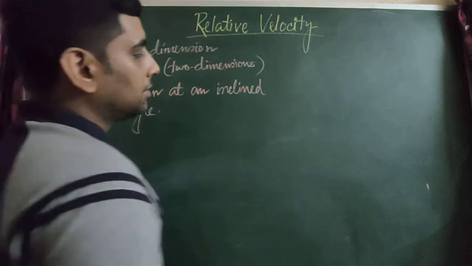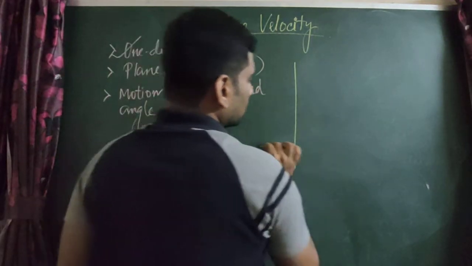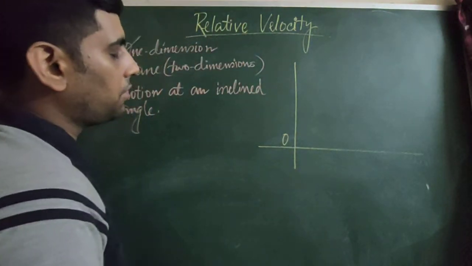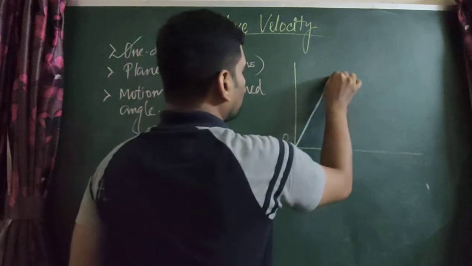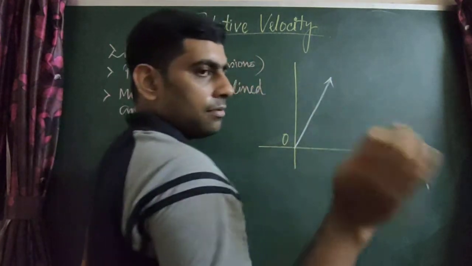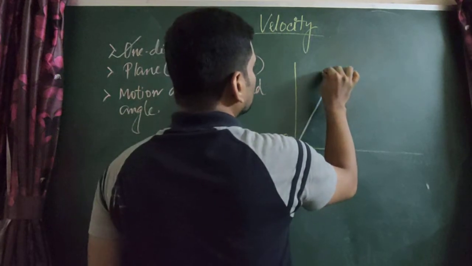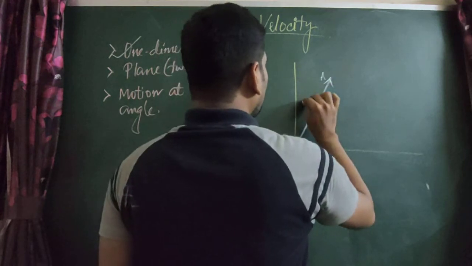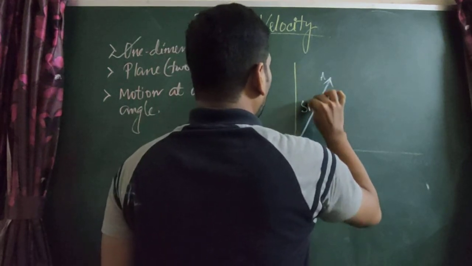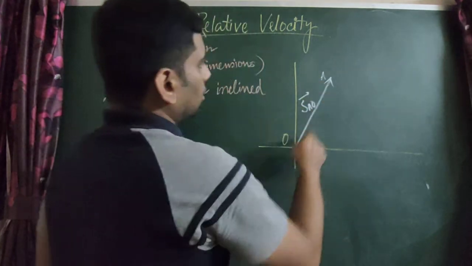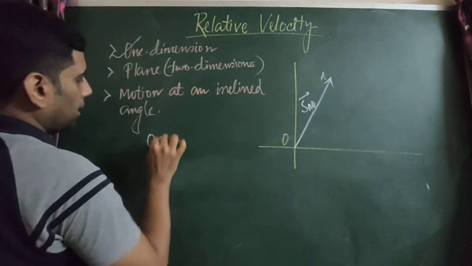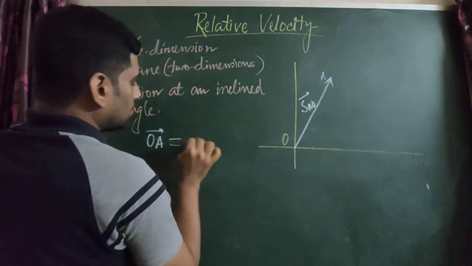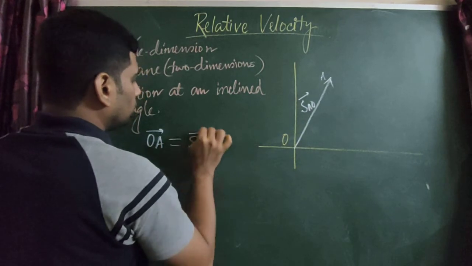Now to understand this, first suppose this is the coordinate axes, and this is the origin O. Now with respect to the origin, let any object A be at this point, and this is the position vector. I am writing it like this: the OA vector is the position vector of A at any time t, and that is written as SAO.